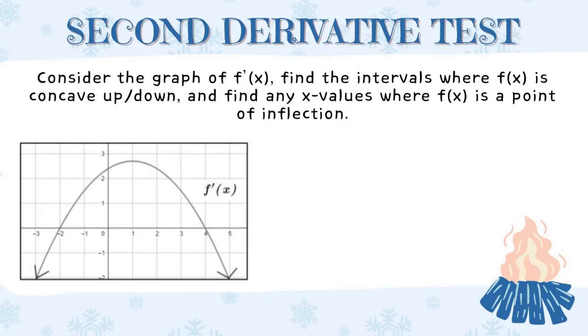So this says consider the graph of f prime of x. Find the intervals where f of x is concave up or down, and find any x values where f of x is a point of inflection. What is this the graph of? F prime. Okay, so we need to be careful that we are reading our label. But do they ask us about increasing and decreasing? No. They ask us about what? Concavity, which is a second derivative thing.